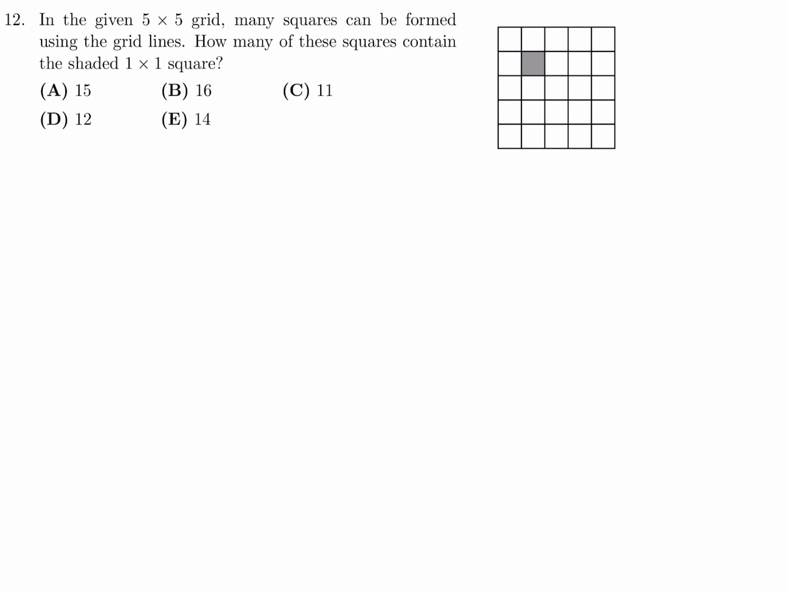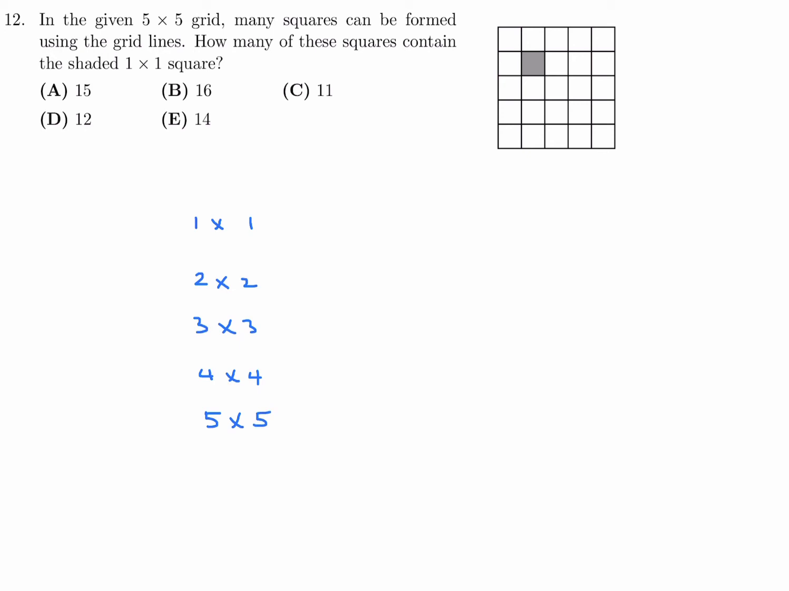In the given 5x5 grid, how many squares can be formed using the grid lines? How many of these squares contain the shaded 1x1 square? Well, let's look at it from the perspective of what is the size of the square. There's a 1x1, 2x2, 3x3, 4x4, and I think the largest we can make is a 5x5.